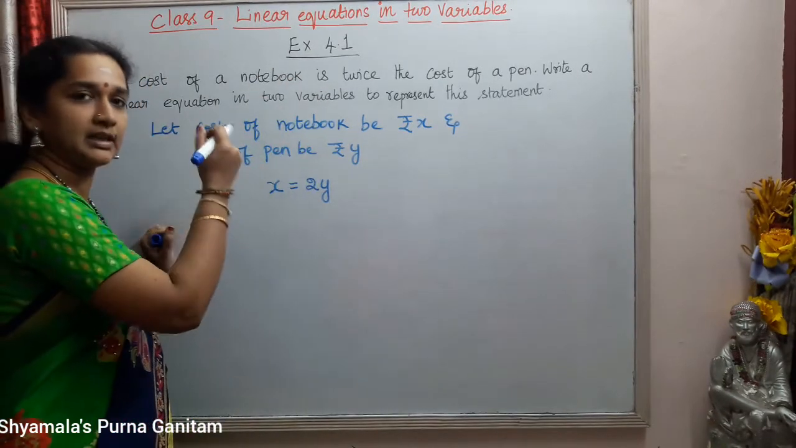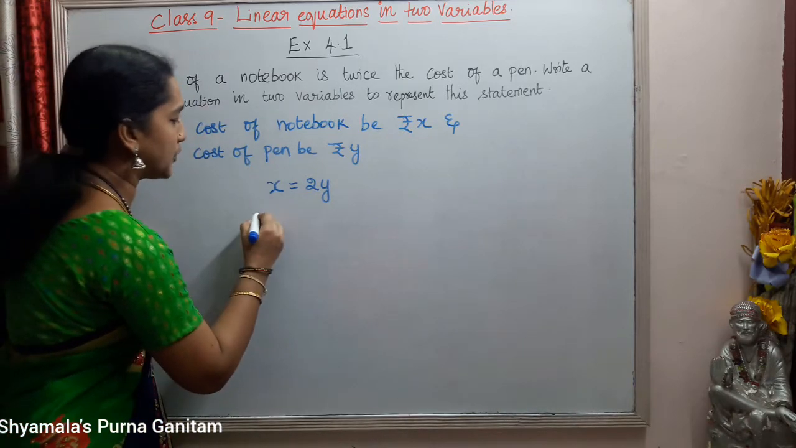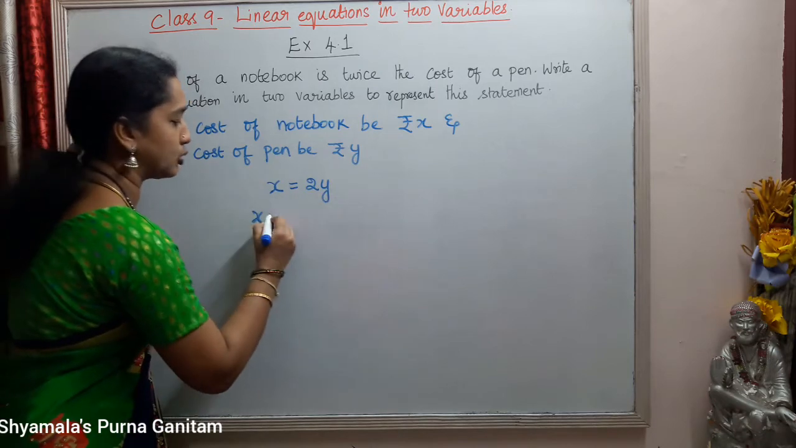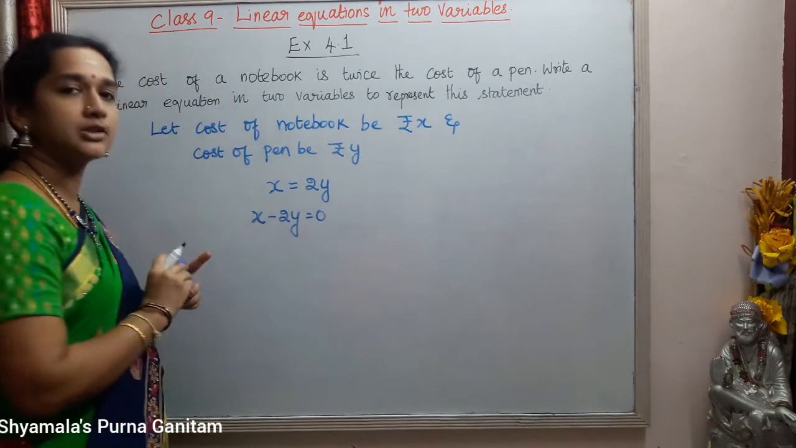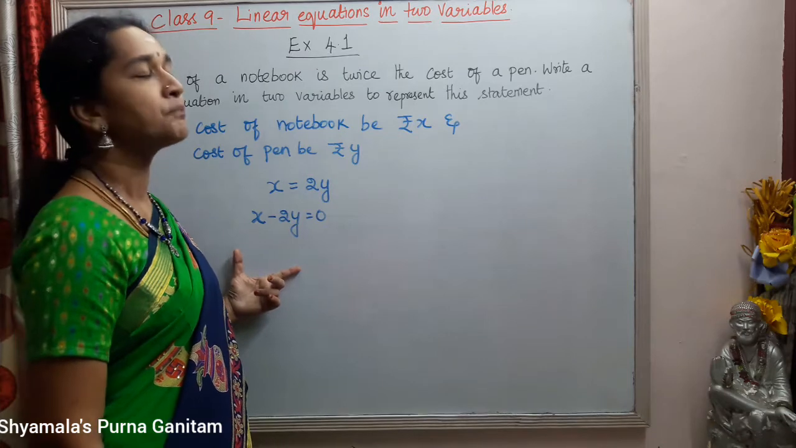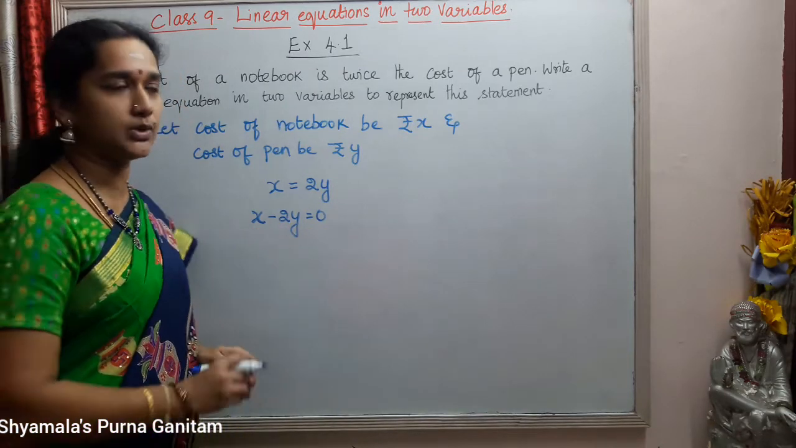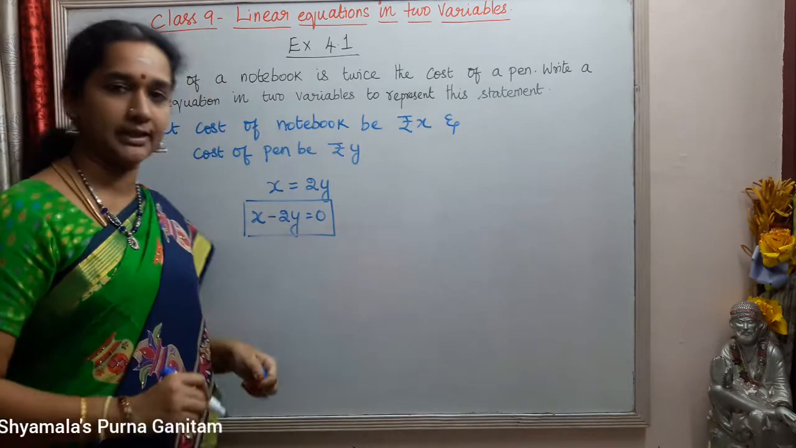Just like that we cannot leave it. You have to write it in the general form. If you want to write the general form, just bring it to the other side. So x minus 2y is equal to 0. This is of the form ax plus by plus c is equal to 0. The c value is not there. So x minus 2y is equal to 0. This is the equation for the given statement.